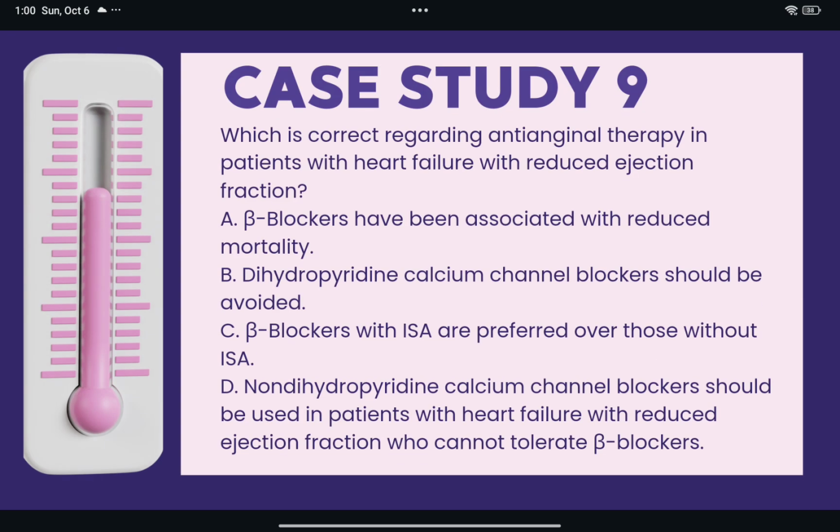Now, which is correct regarding antianginal therapy in patients with heart failure and reduced ejection fraction? We know beta blockers have been shown to reduce mortality in heart failure with reduced ejection fraction. Option A is correct.